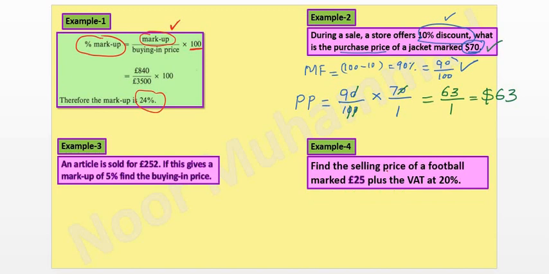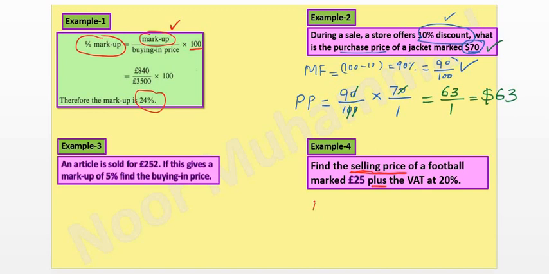It says find the selling price. So they want us to find the selling price. What is selling price? Selling price is the final price. Of a football marked 25 pounds plus VAT at 20%. So what is the meaning of plus? Plus means it's a case of increased percentage, right?